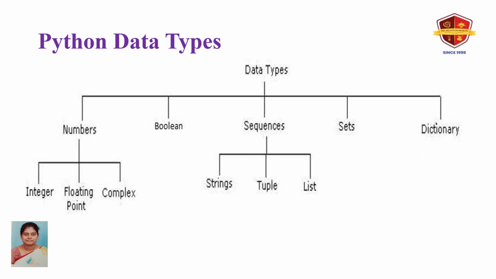Different data types in Python. It's an important thing which comes under the basics of Python programming. There are numbers. Under numbers, we have integer, floating point, and complex numbers. Next is a Boolean, whether it is true or false. All those come under Boolean data types. Next is the sequences. Under sequences, we have three: strings, tuple, and list. Fourth one, sets, and the last one is the dictionary.